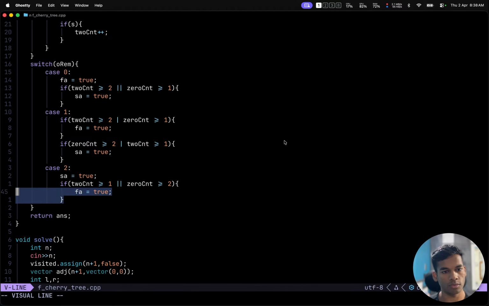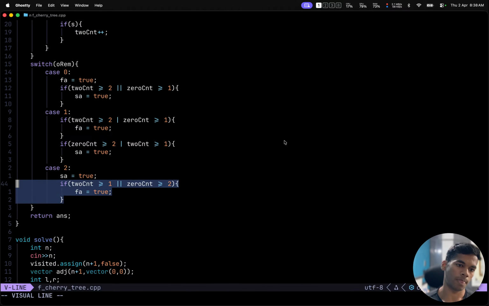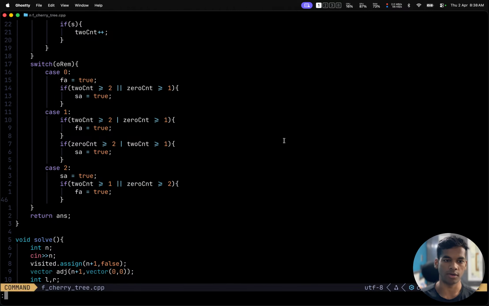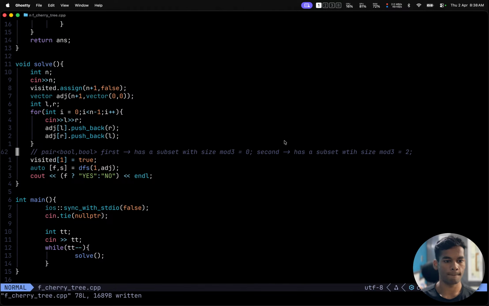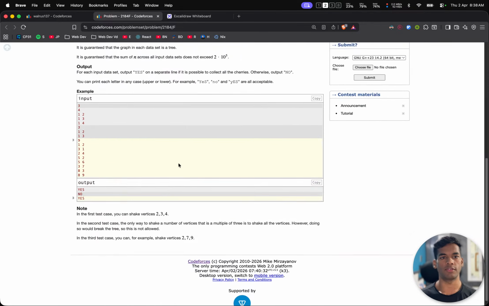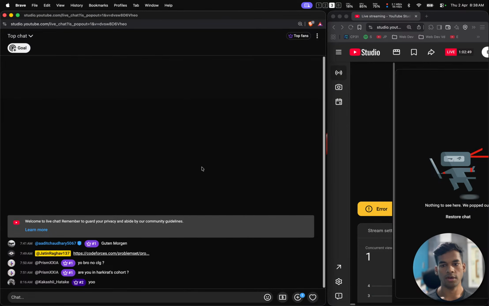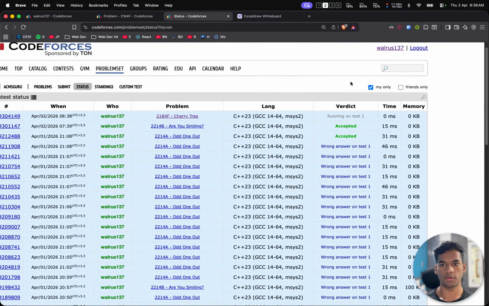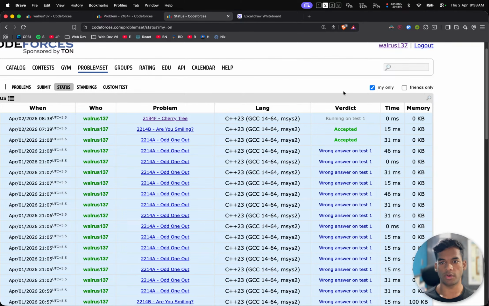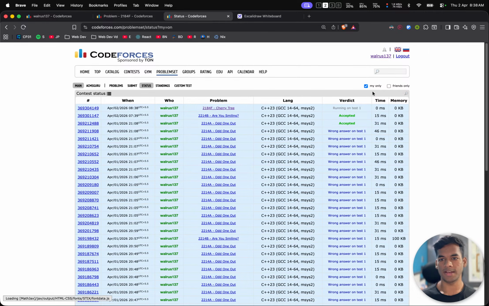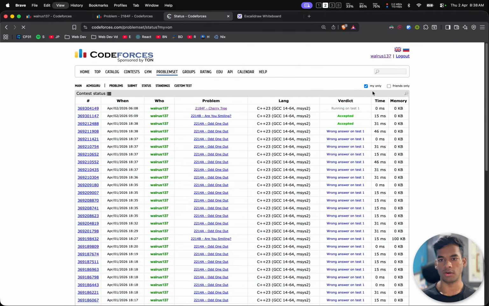And in case of 2, increase by 1 or decrease by 2. Okay, I guess we are cool. Let's submit cherry tree and see how it goes. Running on test, and this should work, this should work. Or it just keeps on running.